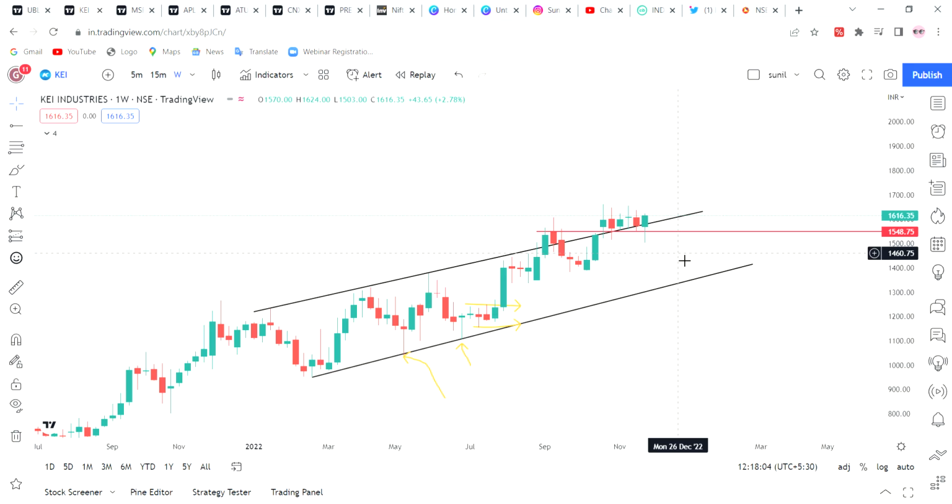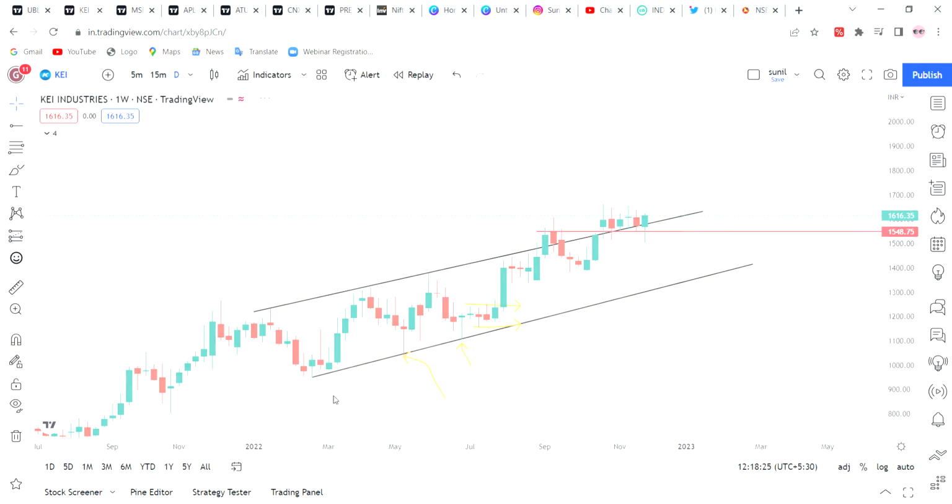In lower time frames also, if you want to develop your trading, give more importance to candle closing. Then only can we sustain in this type of trading or investing. Give more importance to candle closing. Okay, and let's go to the shorter time frame, that is the daily time frame. I will show you one more thing.